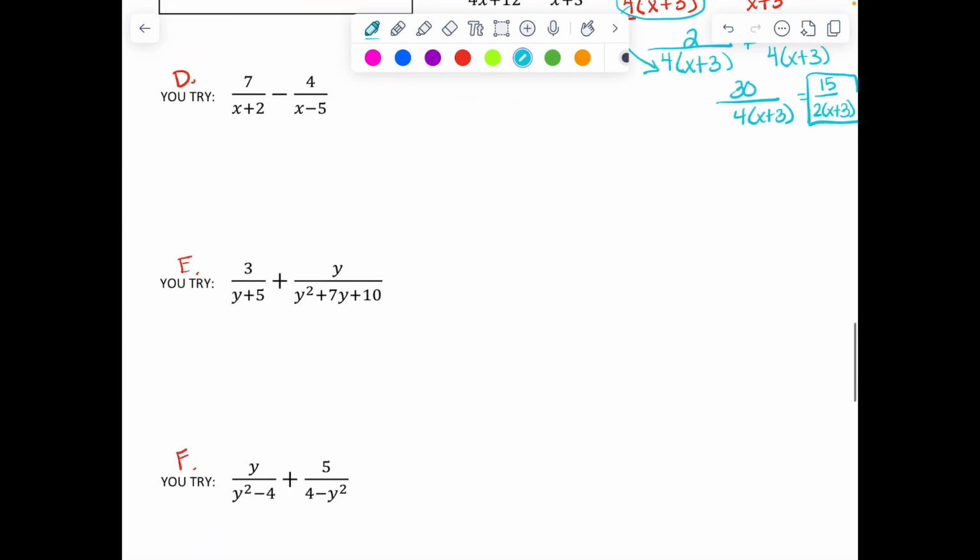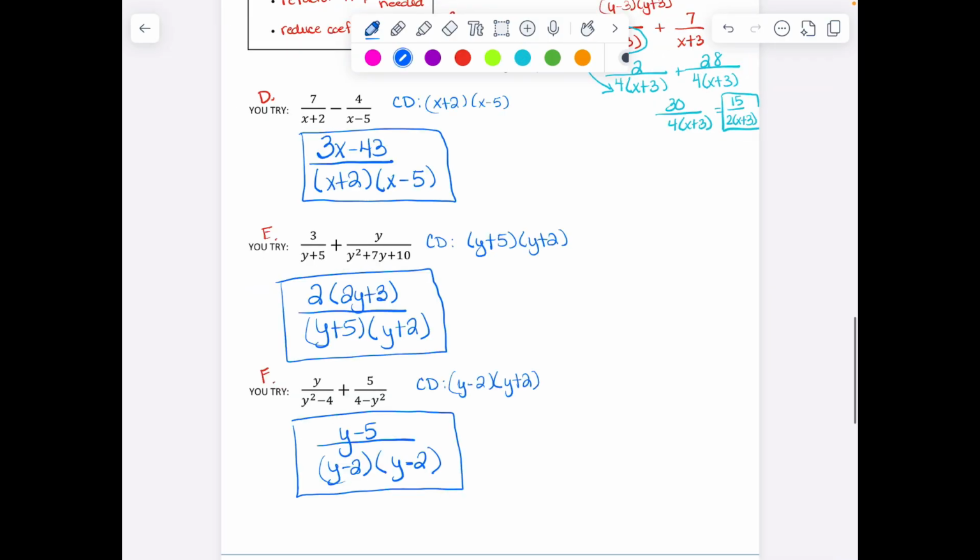I will put the answers here, and then we'll see how you did. All right, here are your answers for D, E, and F. Notice with F, I had to refactor. And also with F, you can rewrite. A lot of times people have problems with this right here. You can rewrite that as the same as y squared minus 4, because you can take out a negative 1. I could say negative y squared plus 4, but then I can factor out a negative 1, and it's y squared minus 4. So I can get them to look the same. So if it's helpful to do that, you can definitely do that.